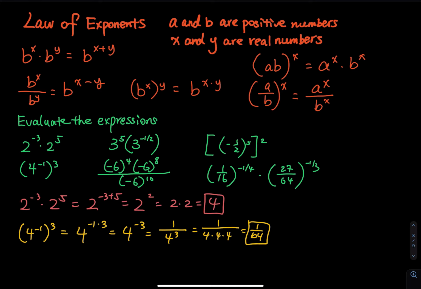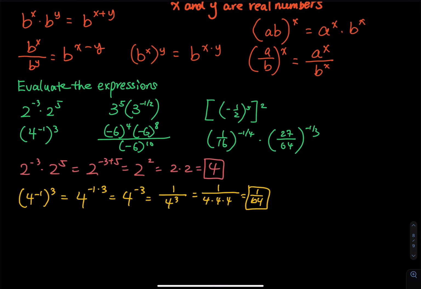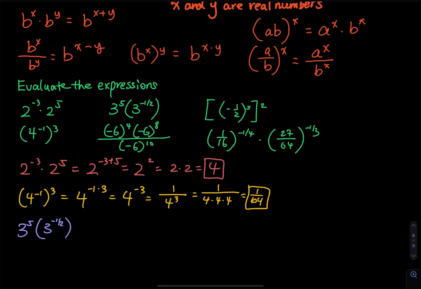And then the next one, we have the 3 to the 5th. Okay, so let's switch color again. Then we have 3 to the 5th, and then 3 raised to negative 1/2. So we are multiplying, right? They have the same base. Or what if they don't have the same base? The first one is base 3. Let's say the second one is base 10. Then there is nothing you can do. They must have the same base. All right?